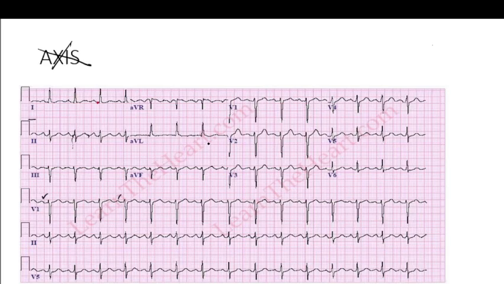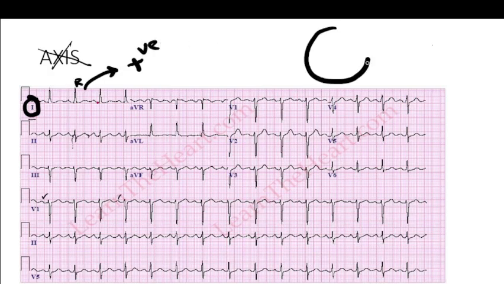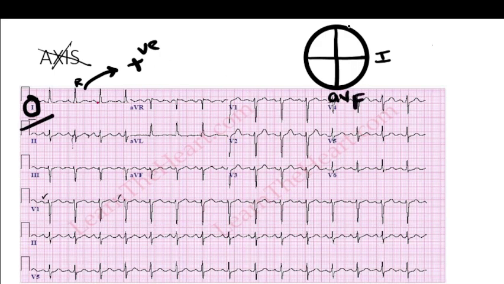Find out the axis in this case. Let's look at lead 1. In lead 1 it is very clear which is R minus S. S is not even visible here, so R minus S is positive. So let's make the circle again. This is lead 1, this is lead AVF. R minus S in lead 1 is positive, so half the circle closer to lead 1 is positive. So this side is positive.